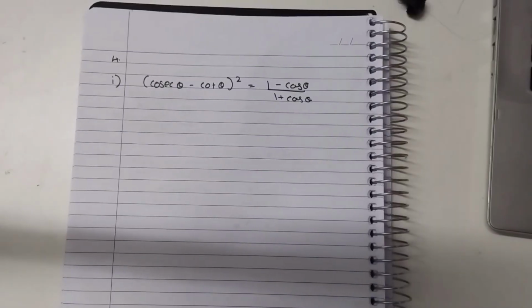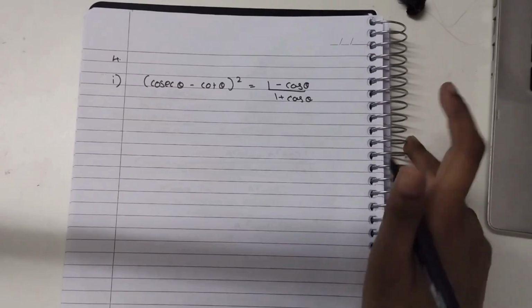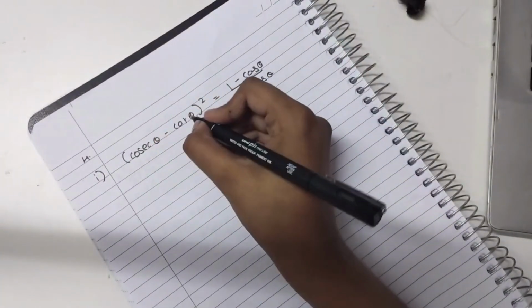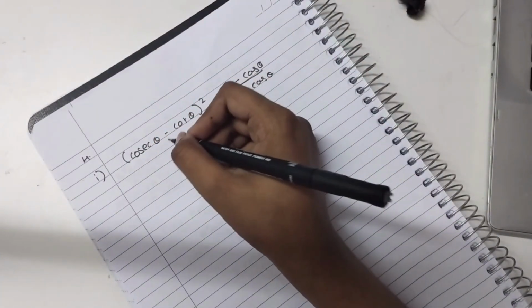In the fourth subdivision, the first question, they're asking us to prove the following identities, where the angles involved are acute angles for which the expressions are defined. So in the first question, they're asking us to prove (cosec theta minus cot theta) the whole squared is equal to (1 minus cos theta) divided by (1 plus cos theta). So first, let us express cosec theta and cot theta in terms of sine and cos.